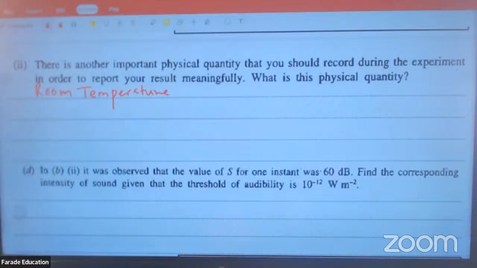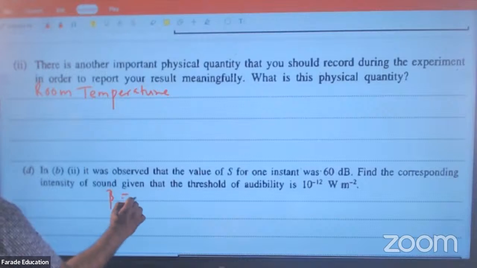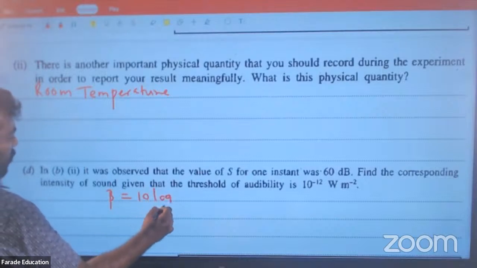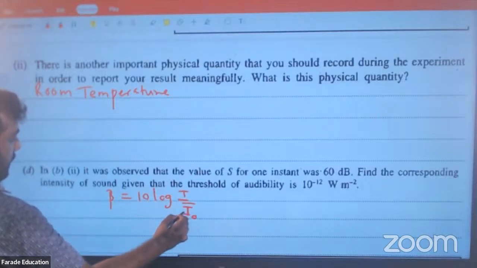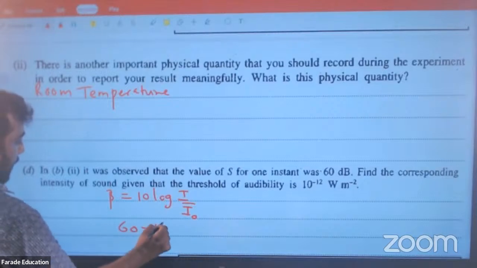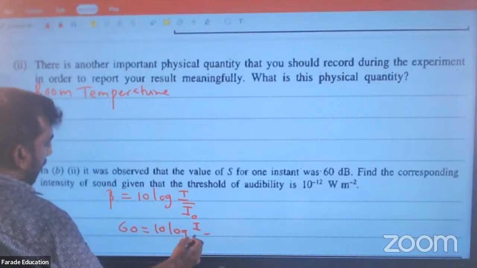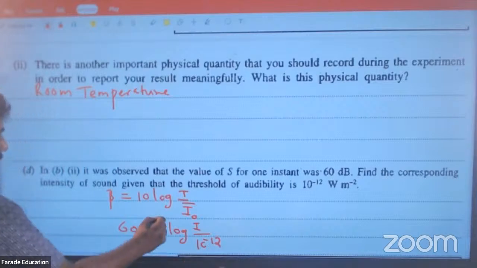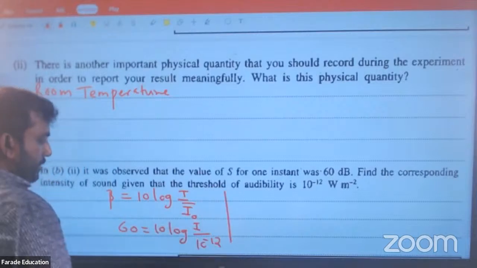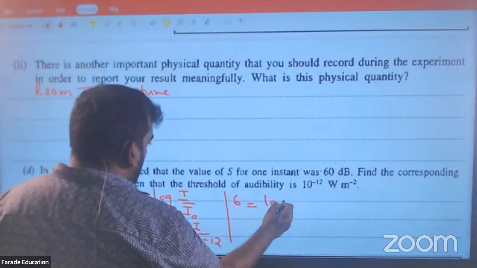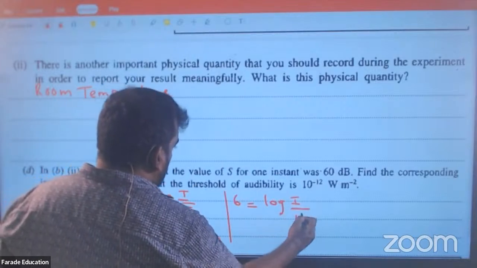In part B Roman 2, it was observed that the value of S for 1 instant was 60 decibels. Find the corresponding intensity. Beta equals 10 log I over I0. 60 decibel equals 10 log I over I0, with I0 being 10 to the power minus 12. The 10 and 10 cancel off, so 6 equals log of I over 10 to the power minus 12.